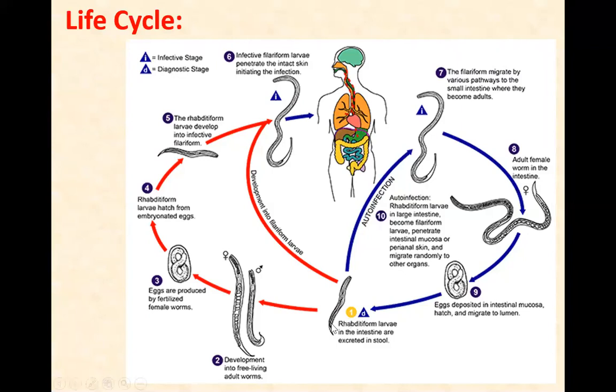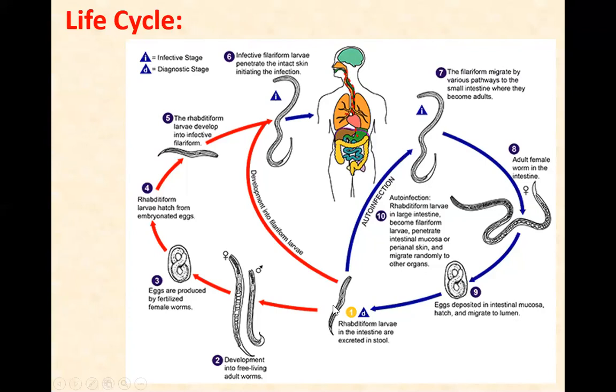Once outside the body on the soil, the rhabditiform larvae can take two pathways to develop further. In one path, the rhabditiform larvae develop directly into the filariform larvae, which is the infective stage for human beings.